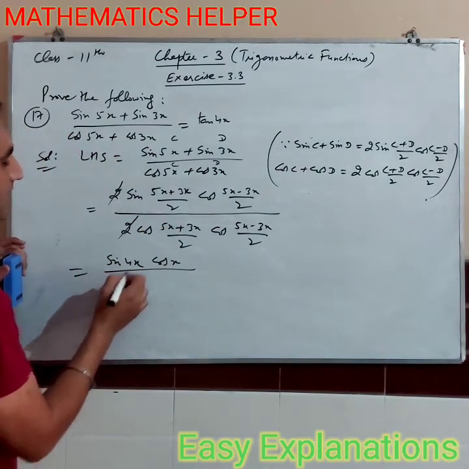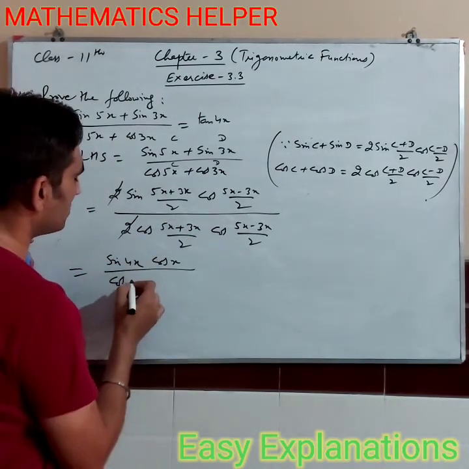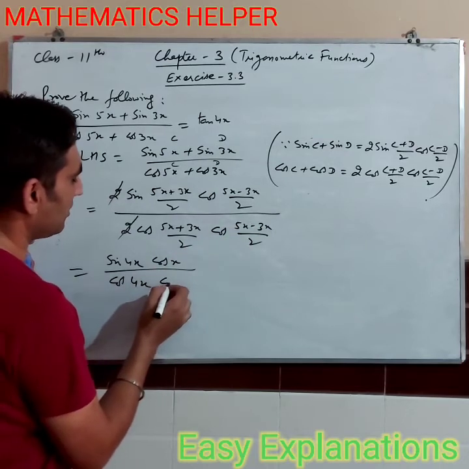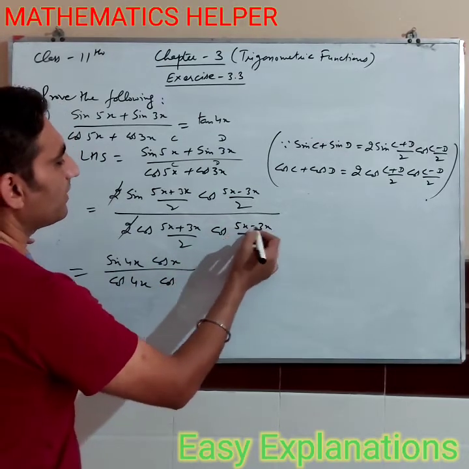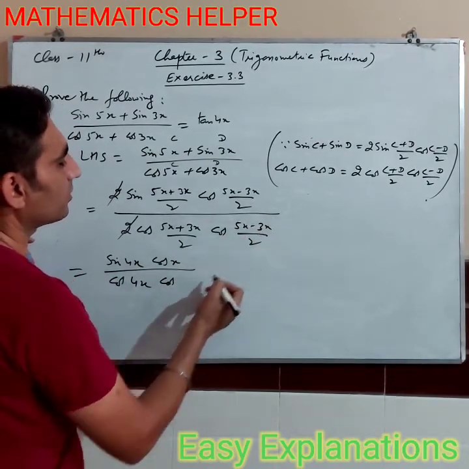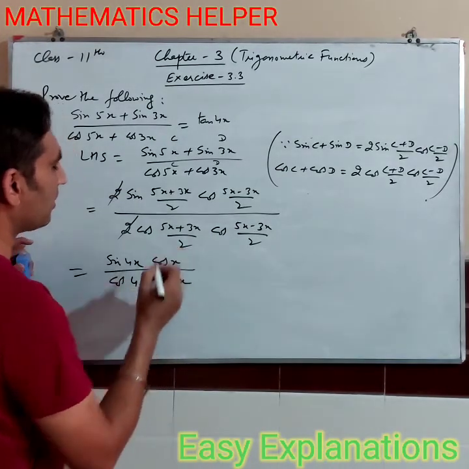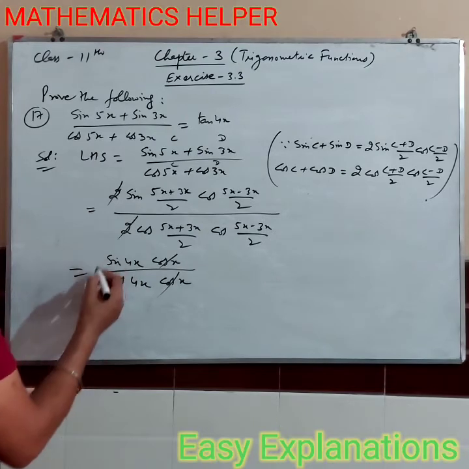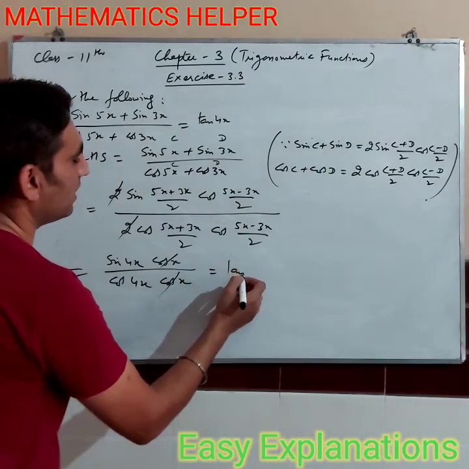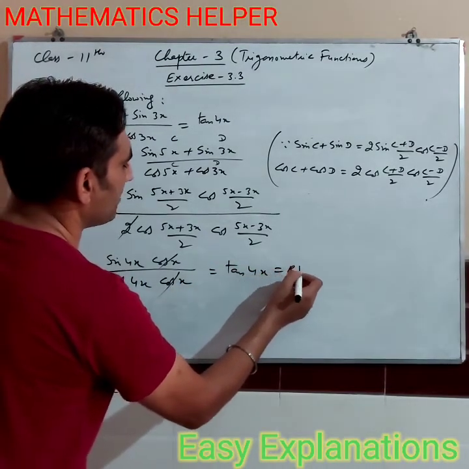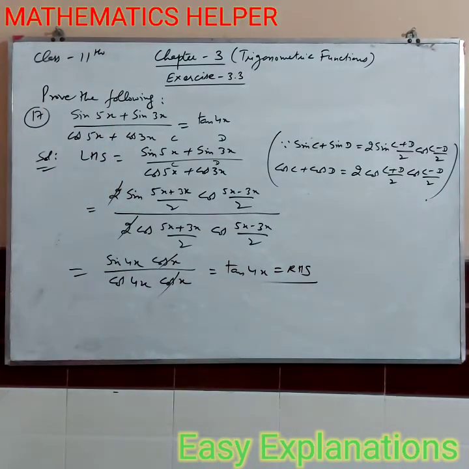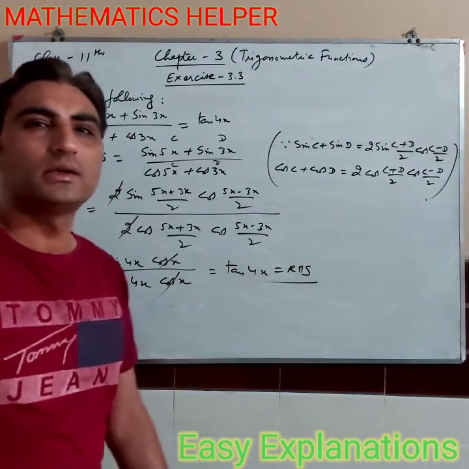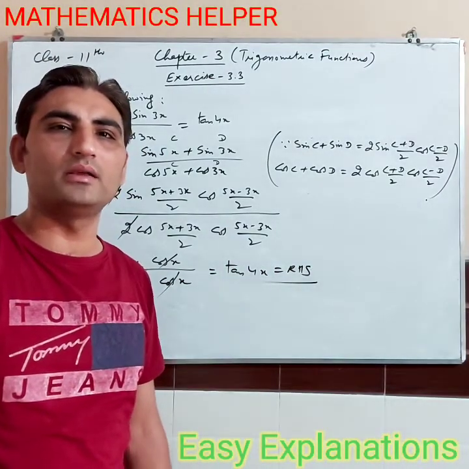Denominator: cos, 5 plus 3, 8. 8 over 2, 4. So cos 4x. And lastly cos, 5 minus 3, 2. 2 over 2, 1. So it is cos x. See here we can cancel cos x with cos x. Sin 4x over cos 4x is actually tan 4x, which is the same as the right side of the equality. This was 17th. See next what is given in question number 18.